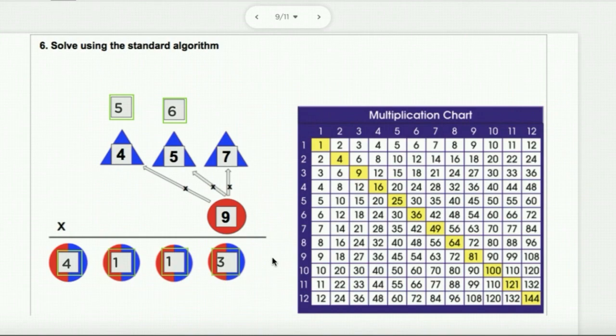Did you get that as your answer? Oh, you're so smart. If you did not get that answer, you're still so smart. Just make sure you're practicing by going back over this video.